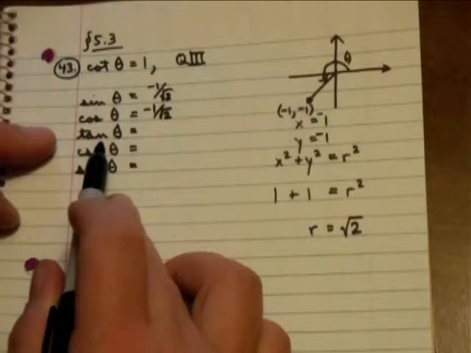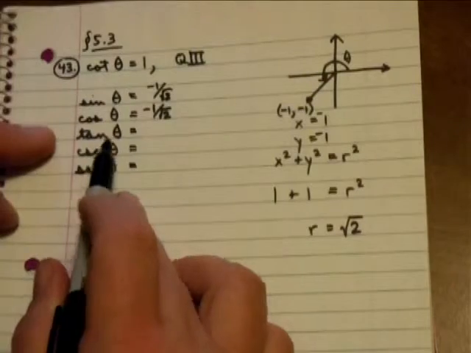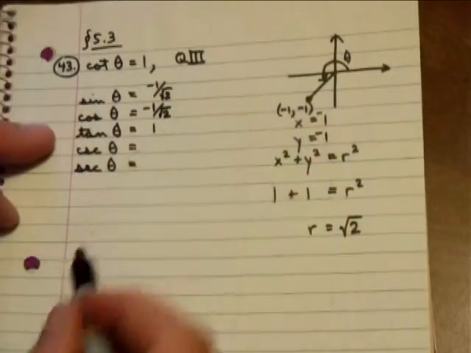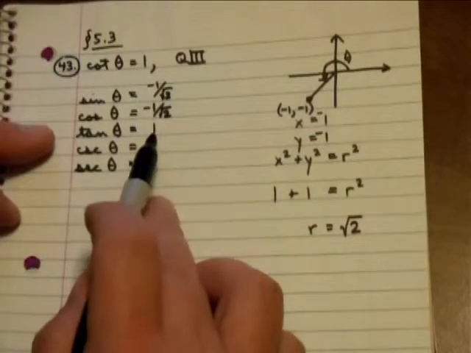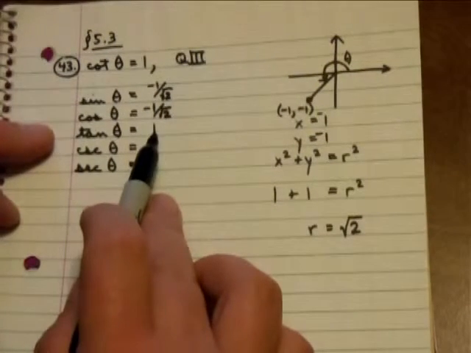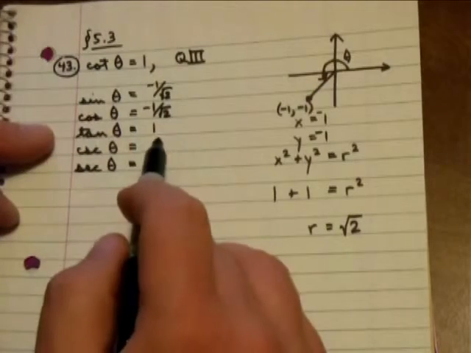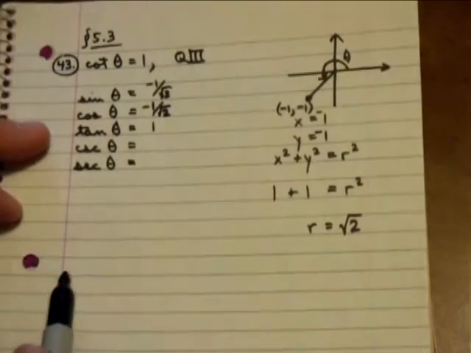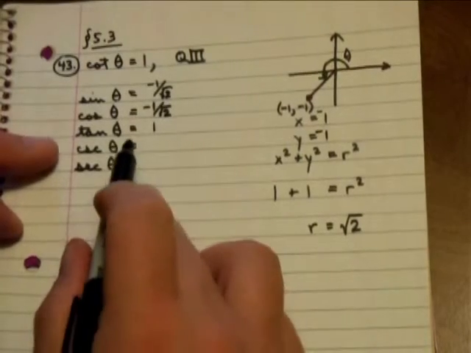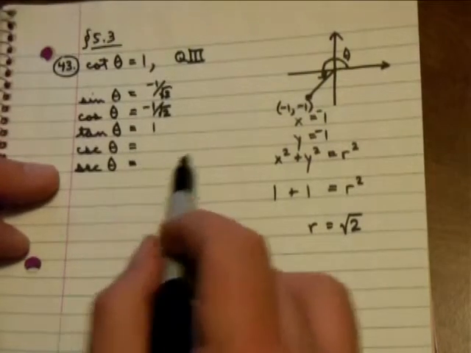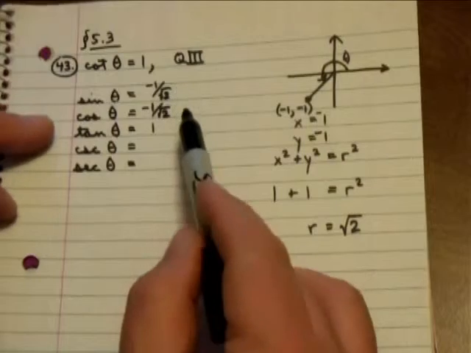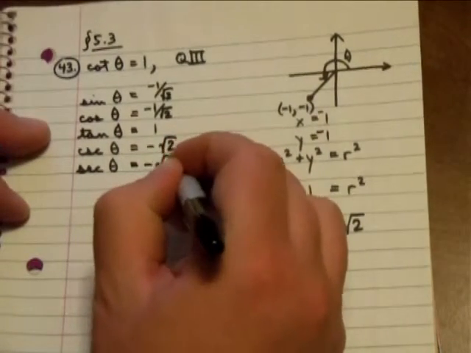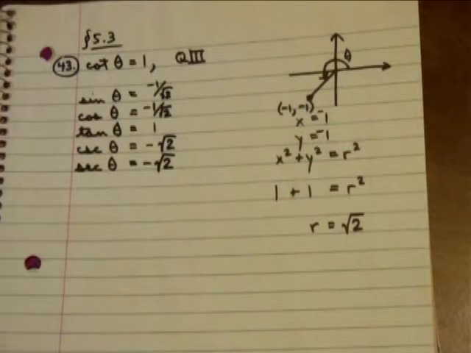Tangent is the y-coordinate divided by the x-coordinate. Well, negative 1 divided by negative 1 is positive 1. And this makes sense because tangent equal to 1 is the reciprocal of what we were given, which was that cotangent is equal to 1. Alright, then for cosecant and secant, all we have to do is find the reciprocals of sine and cosine. And in this particular case, they are both equal to the negative square root of 2.